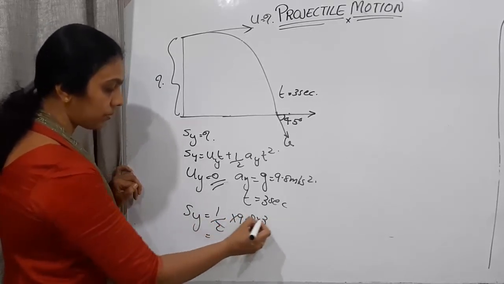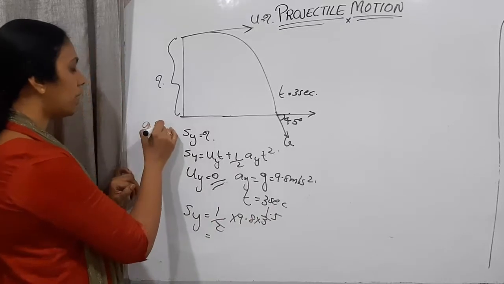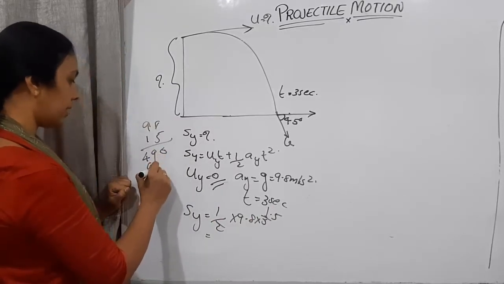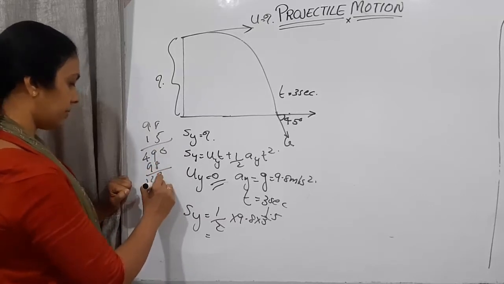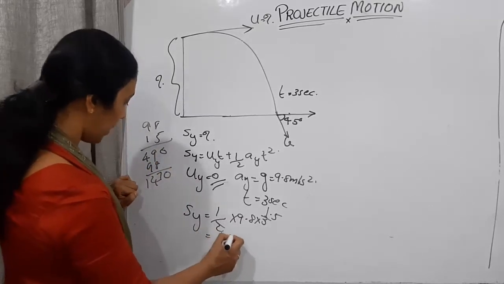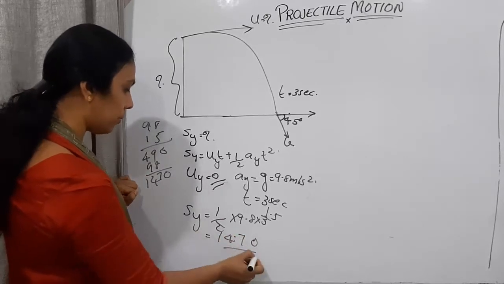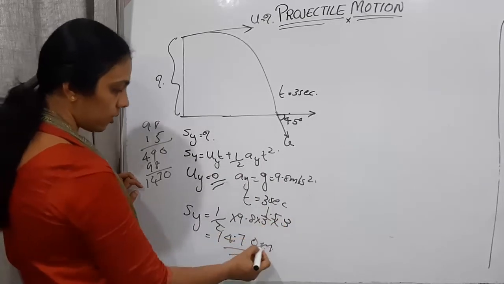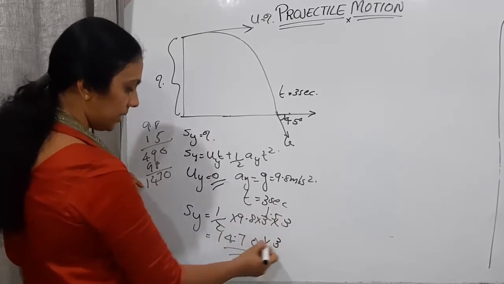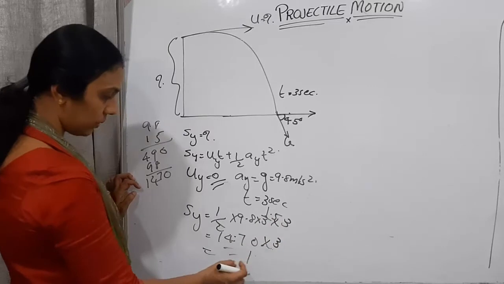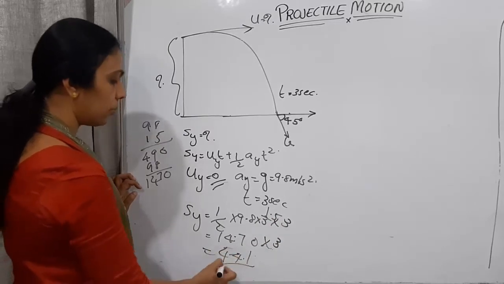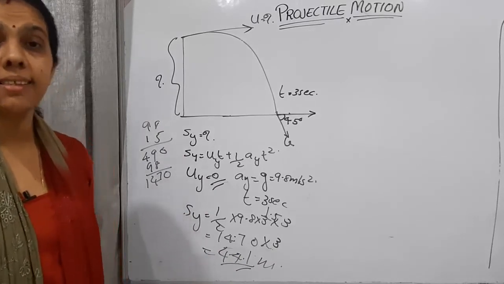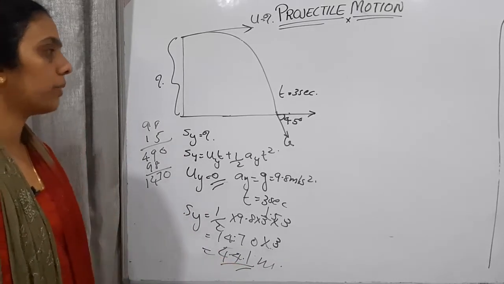Here, 9.8 into 1.5 gives 14.7 meter. Now it's 3 square, 9, right? So we should multiply with the 3 also. So 7 3s are 21. We get 44.1 meter. So the distance along the y-axis is equal to 44.1 meter.